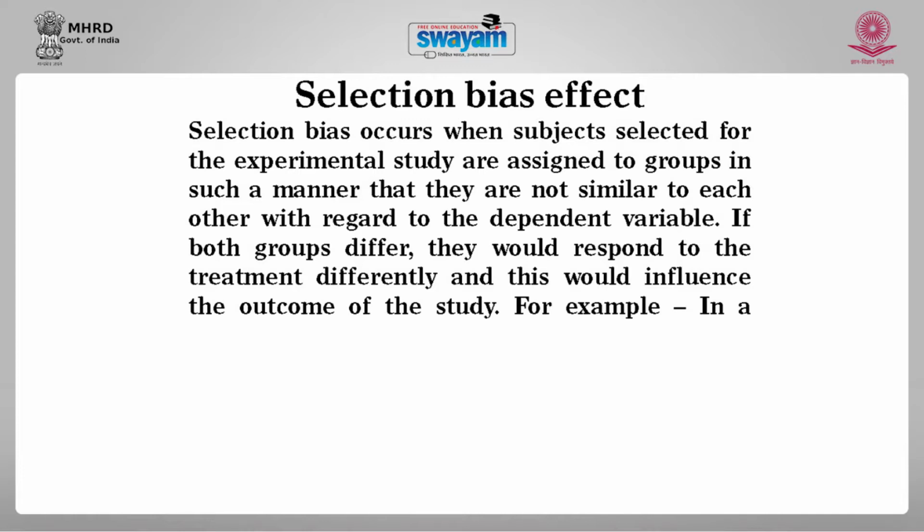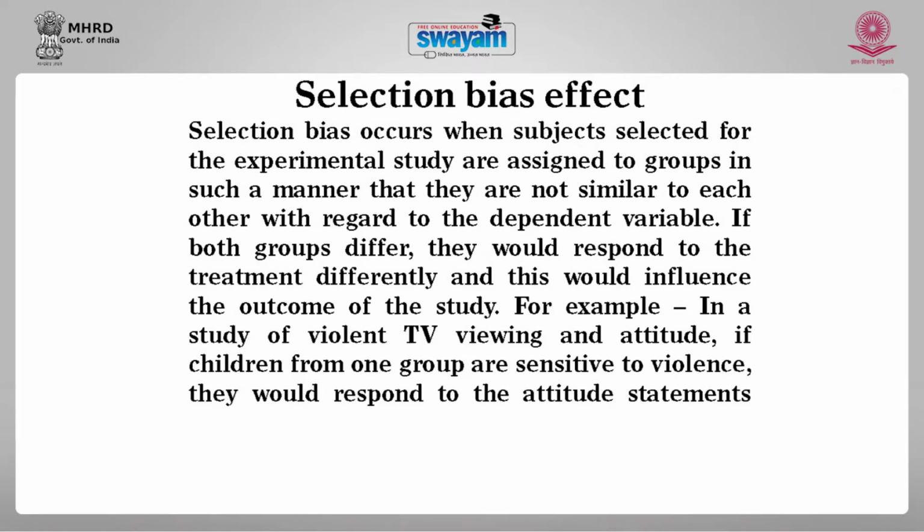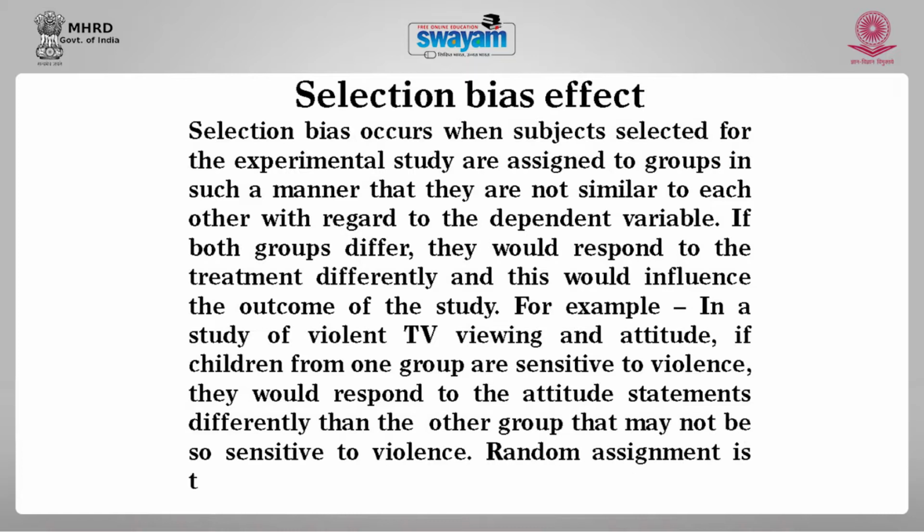For example, in a study of violent TV viewing and attitude, if children from one group are sensitive to violence, they would respond to the attitude statements differently than the other group that may not be so sensitive to violence. Random assignment is the way to avoid the selection bias.